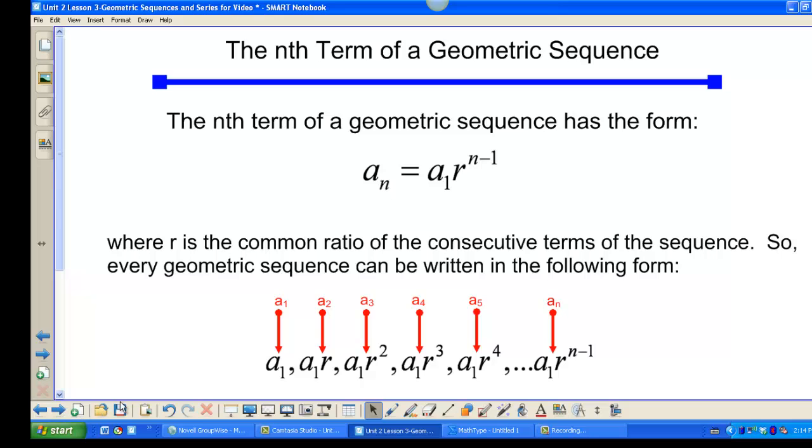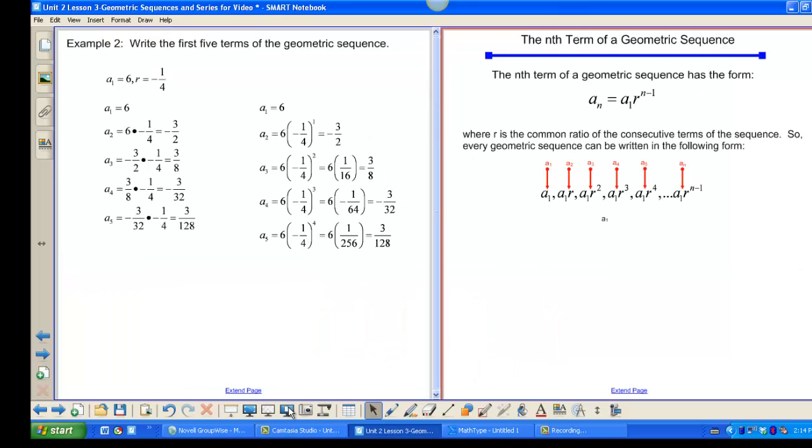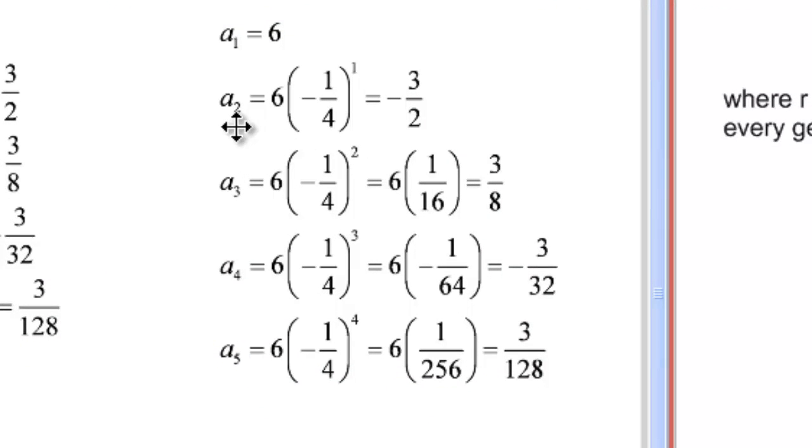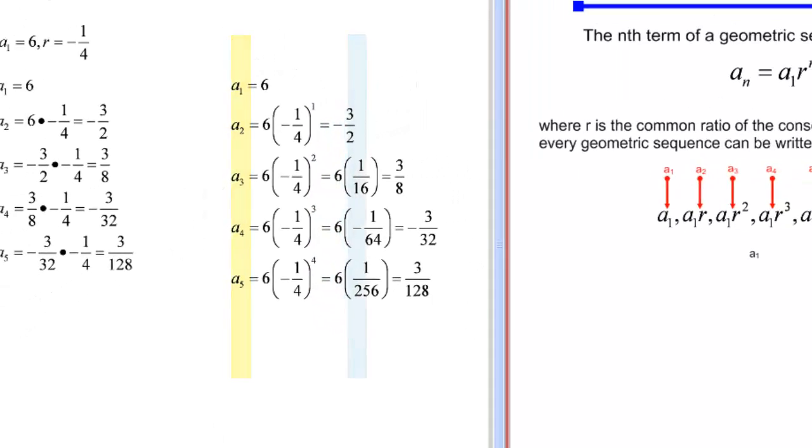Why is it raised to the n minus 1? Well, let's just look at that pattern from our previous problem. In our previous problem, notice how on the second term, I was taking the ratio to the first power. In the third term, I was taking the ratio to the second power. In the fourth term, I was taking the ratio to the third power. So you're always multiplying the ratio by one less power than the term that you have because you started with the first term of 6.